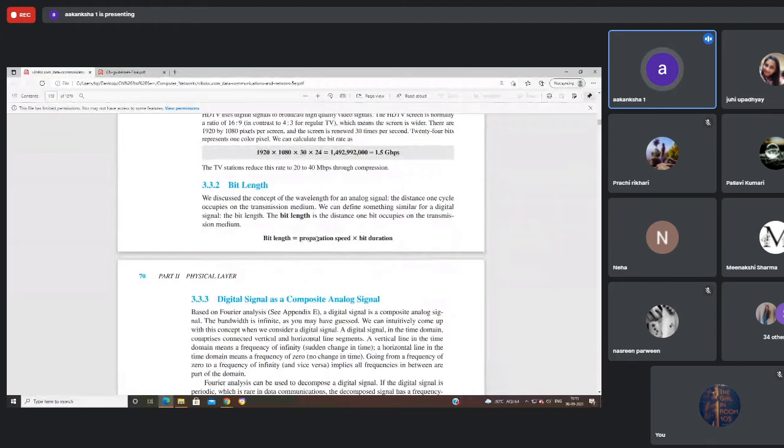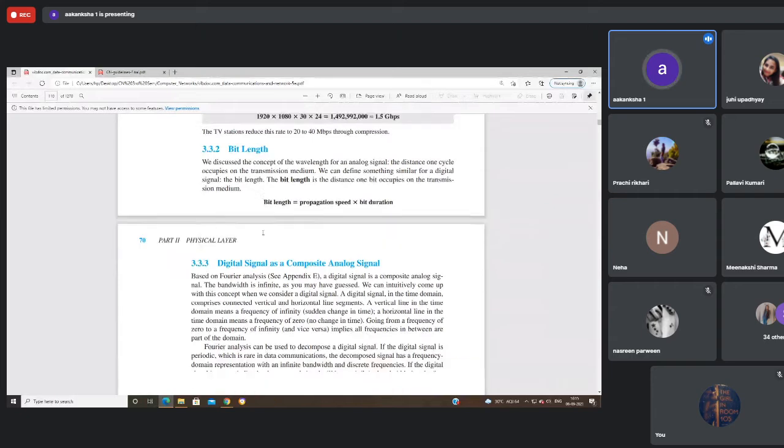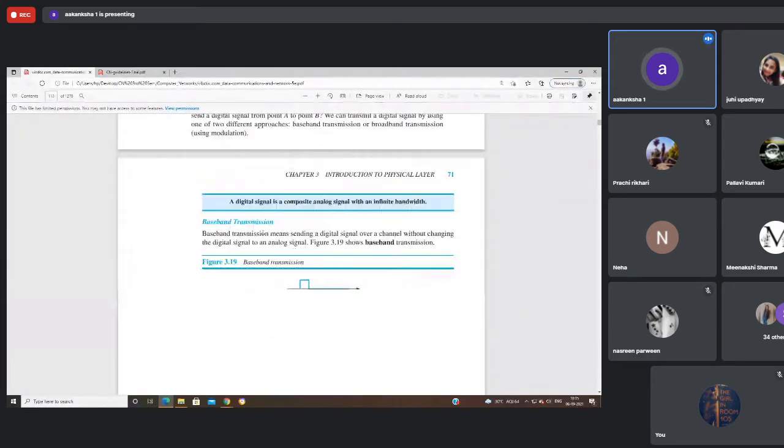The bit length depends on two things: the propagation speed, which varies depending on the transmission media, and the bit duration. If you multiply both, you will get the bit length. So these are the two aspects of digital non-periodic signals.